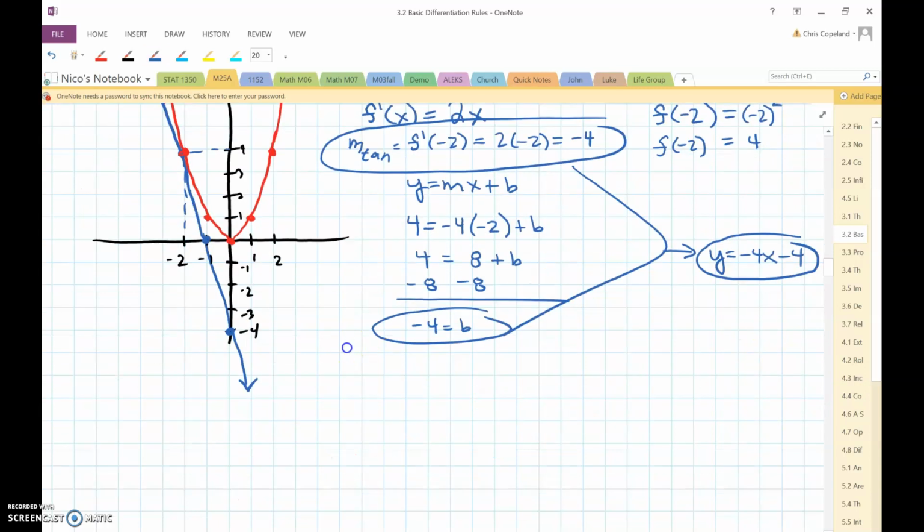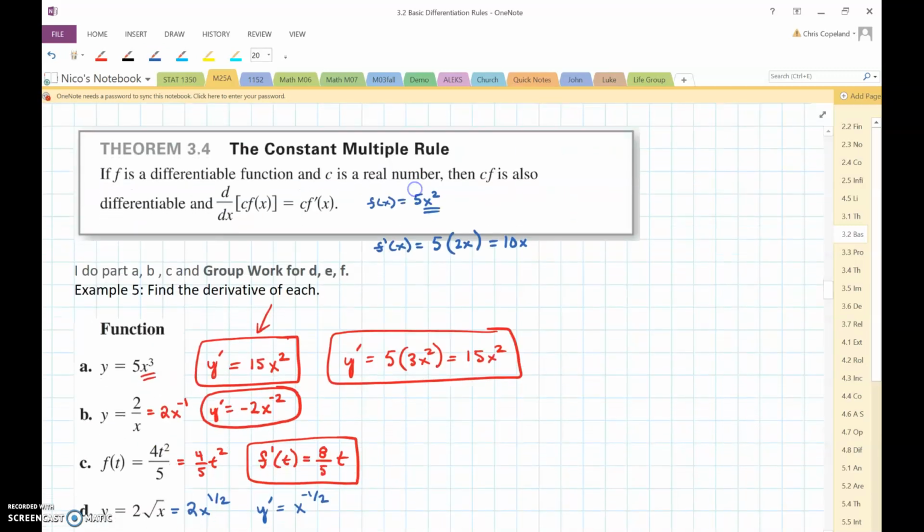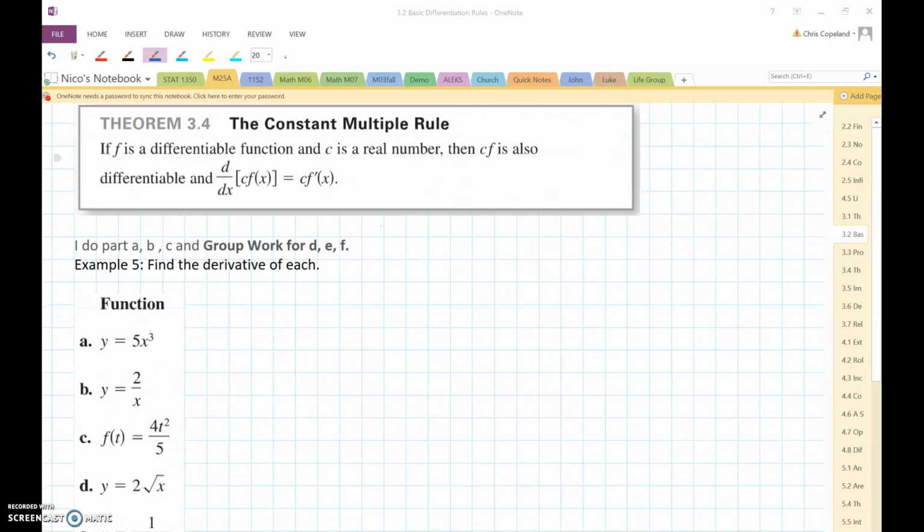Let's look at the next problem. The next rule we're going to look at is the constant multiple rule. So this says the derivative of c, which is a constant, times f of x with respect to x is the constant times the derivative of that function.